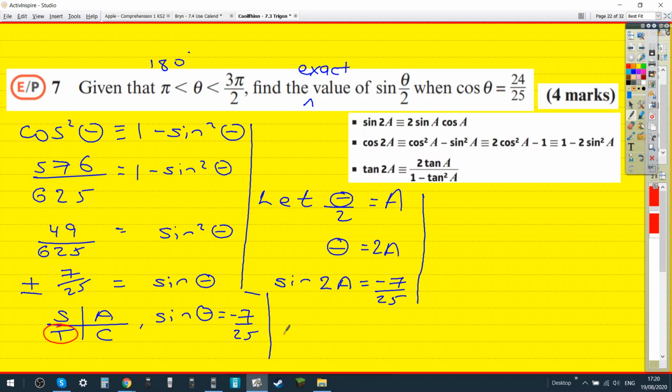What is cos 2A? 24 over 25. We have cos theta. Aha. So we have sine 2A, we have cos 2A, so we want sine A. What do we do there?